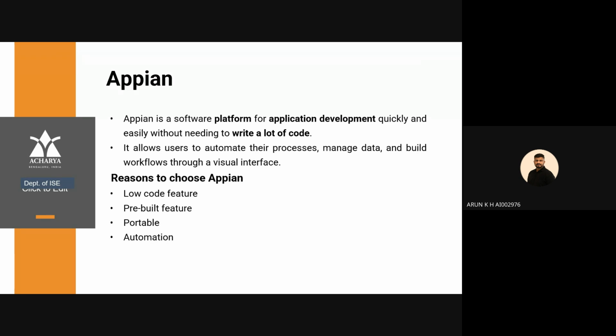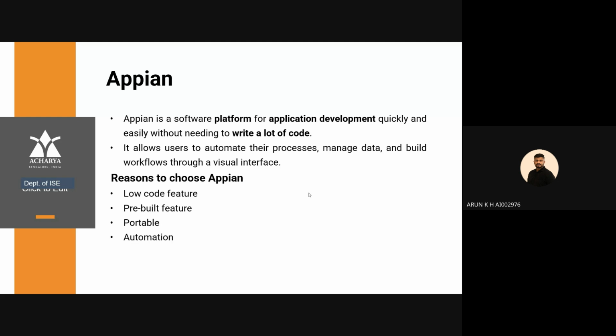So why do people choose Appian nowadays in the market? Many IT industries use it, and I'll show you which companies. One is the low code feature. As a developer, if I am getting into an industry and assume I come from a non-computer science background, I need not know full-fledged coding or a full stack to become a developer. That is the great feature about this one, low code, and it comes with a lot of pre-built features. Then portability. Portability means as a developer, I need not worry about whether I'm building the application for web, desktop, or mobile.